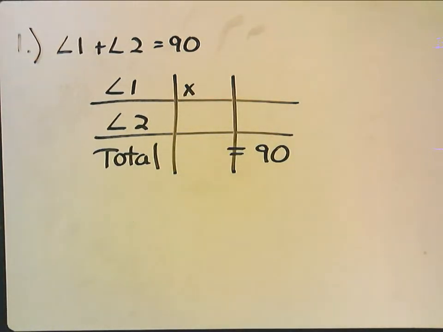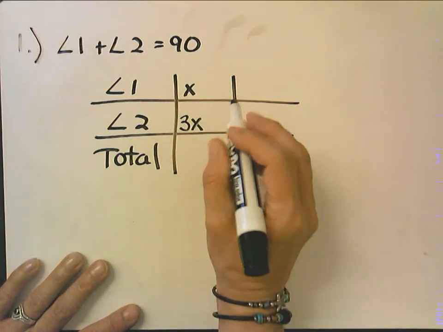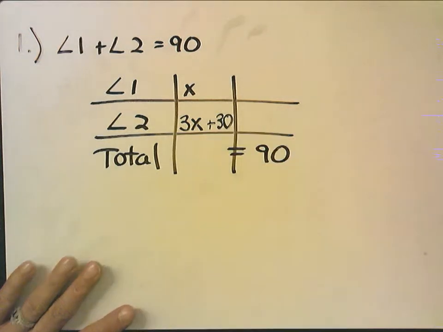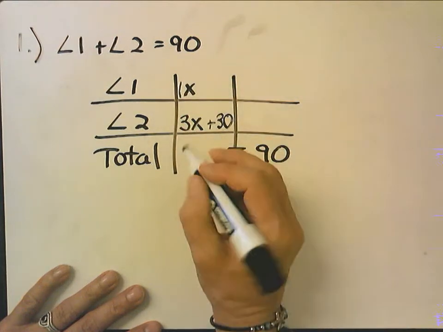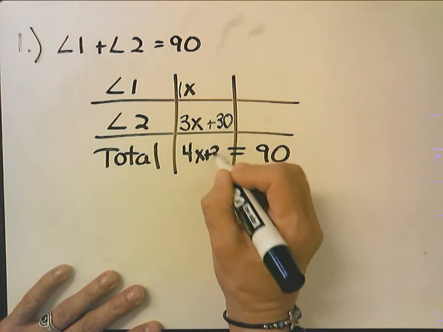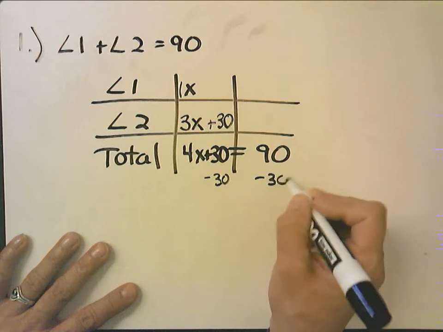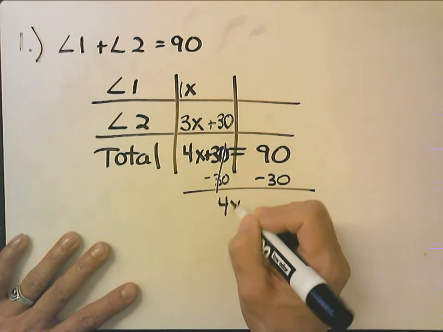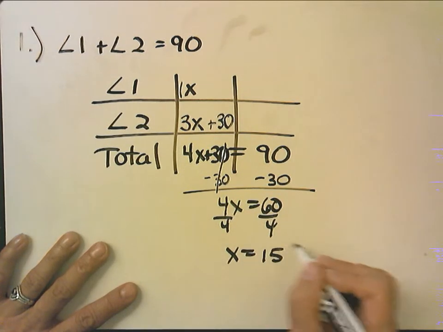Now, let's read the problem and find the relationship between angle 1 and angle 2. One of two complementary angles is 30 degrees more than 3 times the other. Well, 3 times the other is 3x. 30 degrees more is plus 30. Now I have to add this column together. This is 1x plus 3x. So 4x plus 30 equals 90. That's my equation. I subtract 30, I get 4x equals 60. Divide by 4, x equals 15.